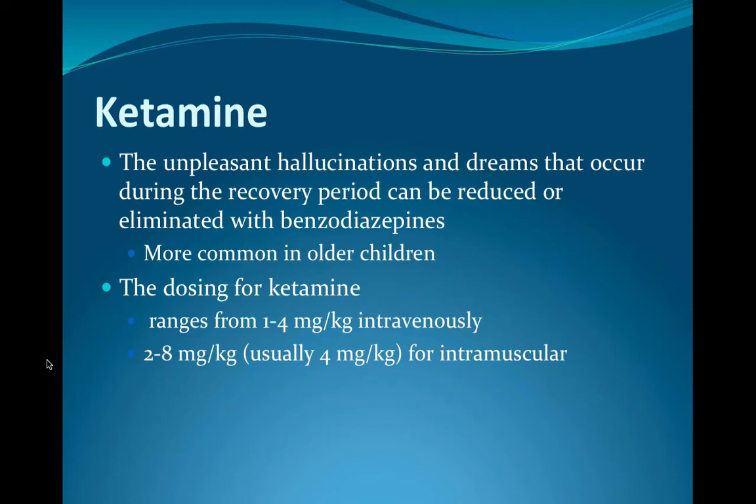Unpleasant hallucinations and dreams can occur, more commonly in older patients. The dosing range is 1 to 4 milligrams per kilo. Most people use 1 to 2 milligrams per kilo to start with. If you're going intramuscular, you're essentially doubling it.